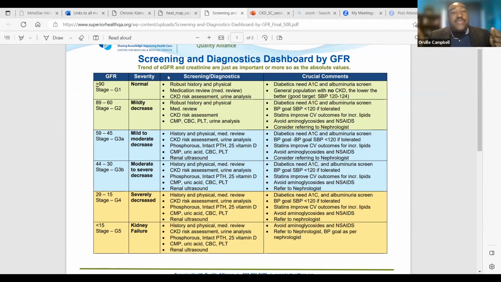So if they've never had a uric acid and they're in that stage, you may say to the physician or the nurse practitioner or PA, look, they need a uric acid based on this dashboard. So that's the whole point for it. Scroll up a little bit for me. Let me see the bottom.